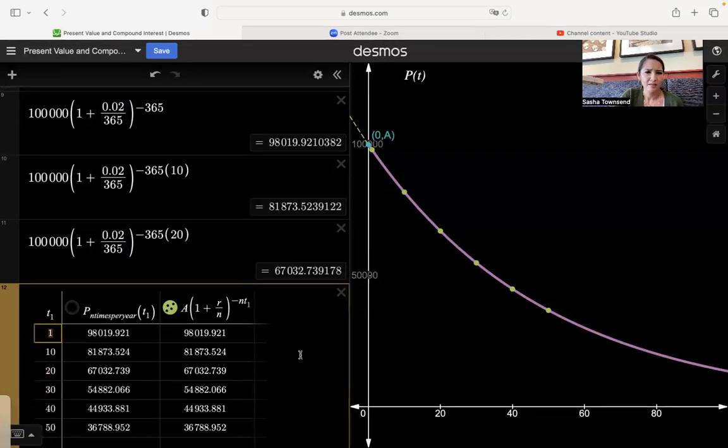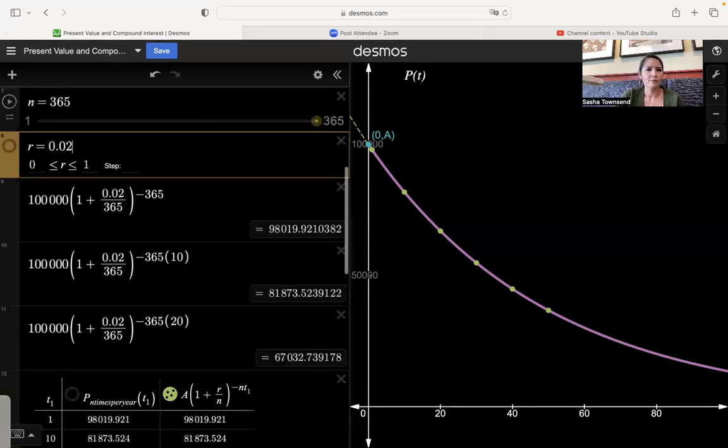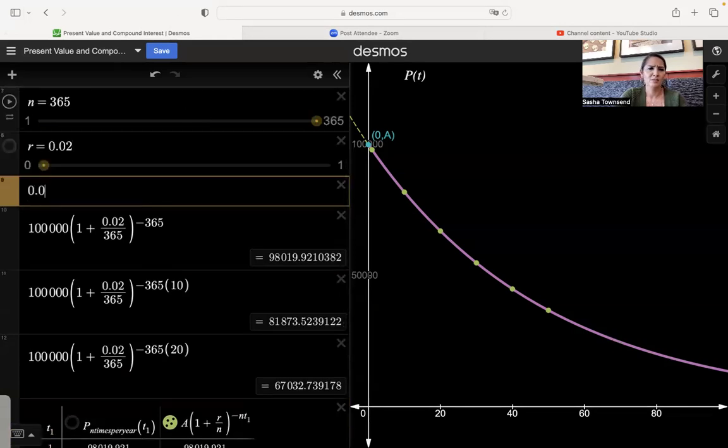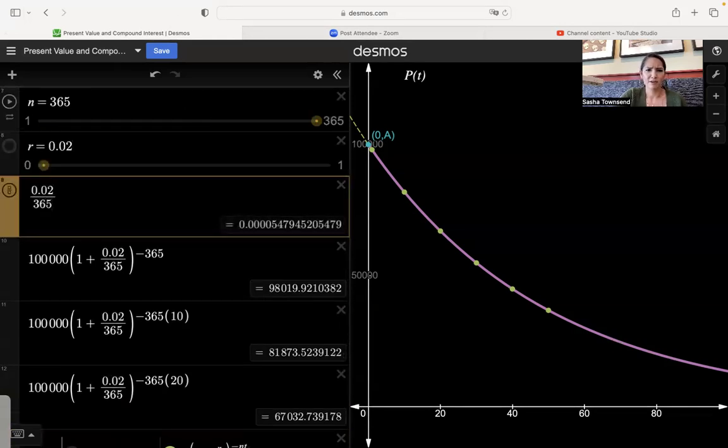Now, if we go to our table, it doesn't have the right values yet. Or does it? No, it does. So we've changed N to 365. We changed the interest rate to 2%. In decimal form, that's 0.02. So our table is auto-populating with the values that we want. Say, well, what does that mean? We're taking 2% and we're dividing it by 365.